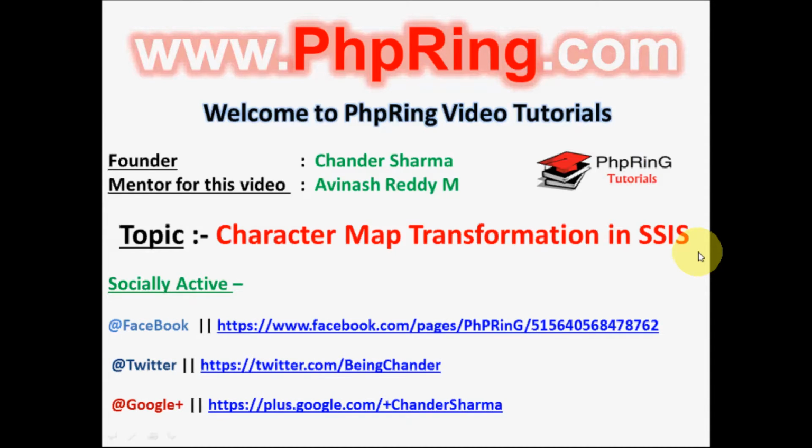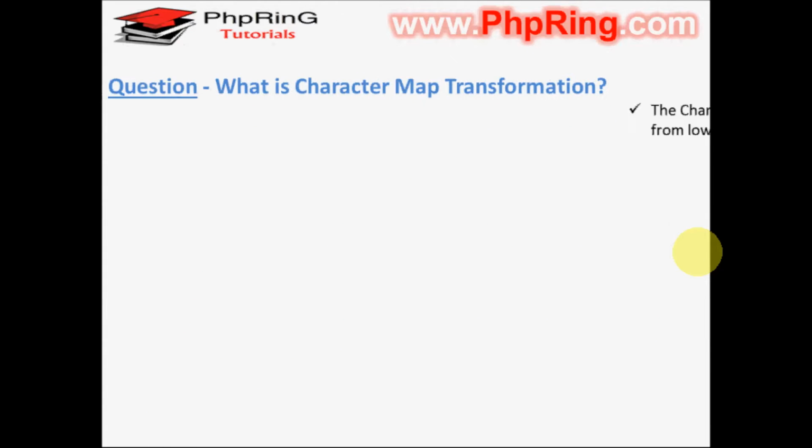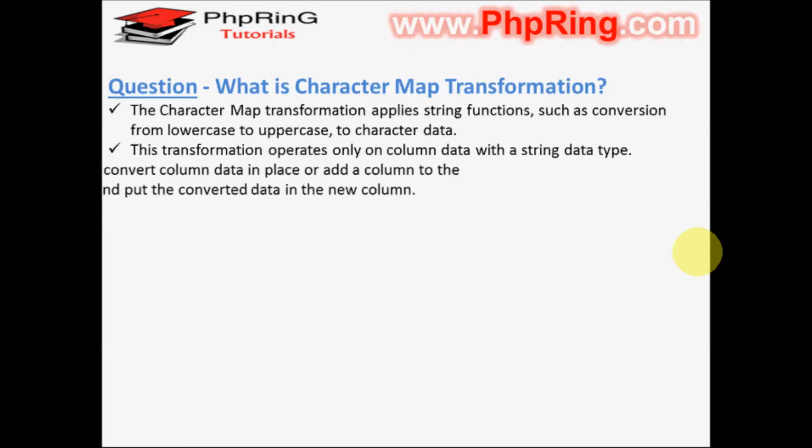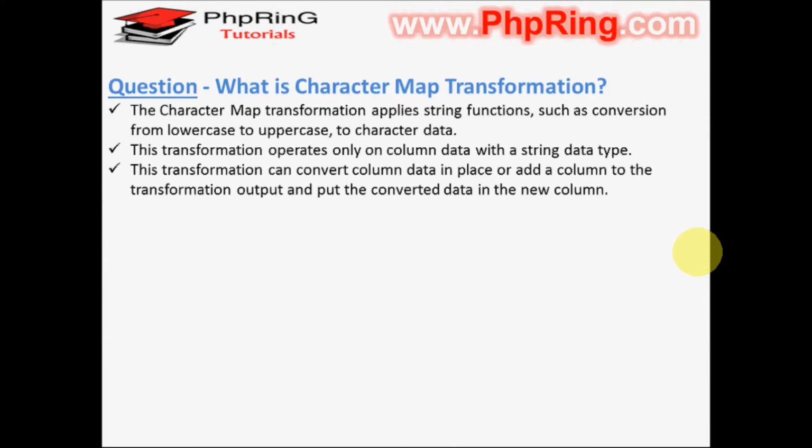Now, I am moving ahead and will tell you what the character map transformation is. The character map transformation applies string functions, such as conversion from lowercase to uppercase, to character data. This transformation operates only on column data with a string data type. It can convert column data in place or add a column to the transformation output and put the converted data in the new column.